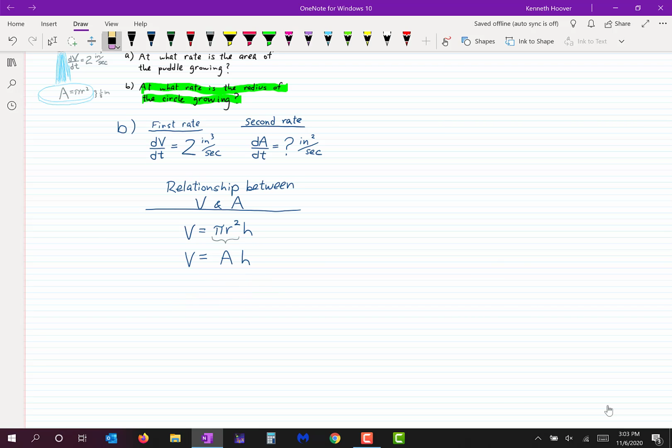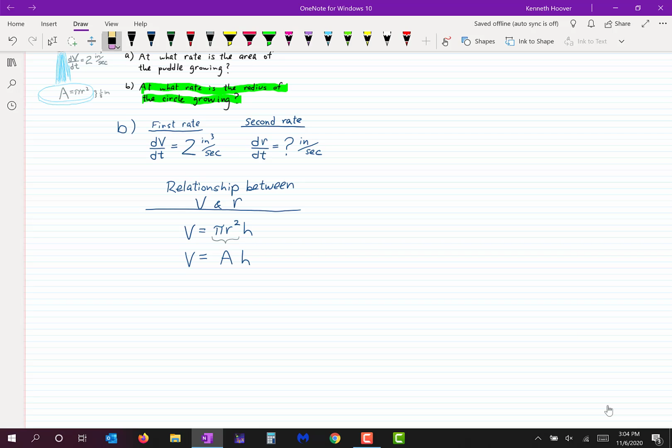Okay, what's different here is the second rate is not dA dt, because they're not asking us for the change of the area this time. They're asking us for the change of the radius. So I'm going to write dr dt. What would the units be then? The radius would not be measured in square inches, right? It would just be measured in inches. So the units should be inches per second. And I need to write down a relationship between V and R.